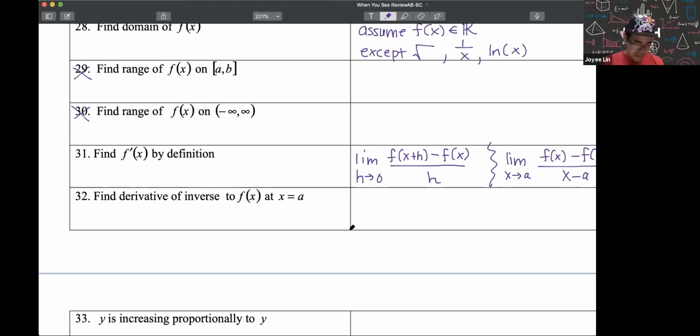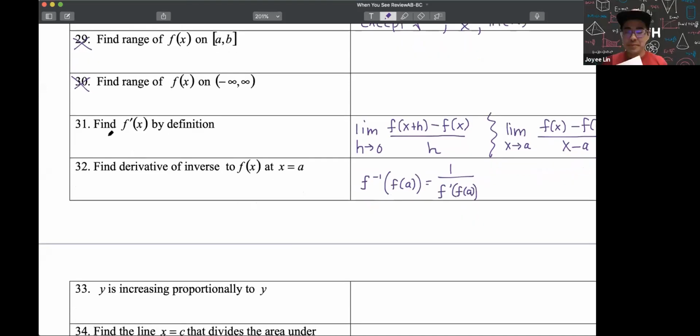I don't know. Do we need to do the inverse one? f inverse of f of a, 1 over f prime. Something like that. I don't know. I'm not going to worry about 32 that much. I will just put a big X through it.